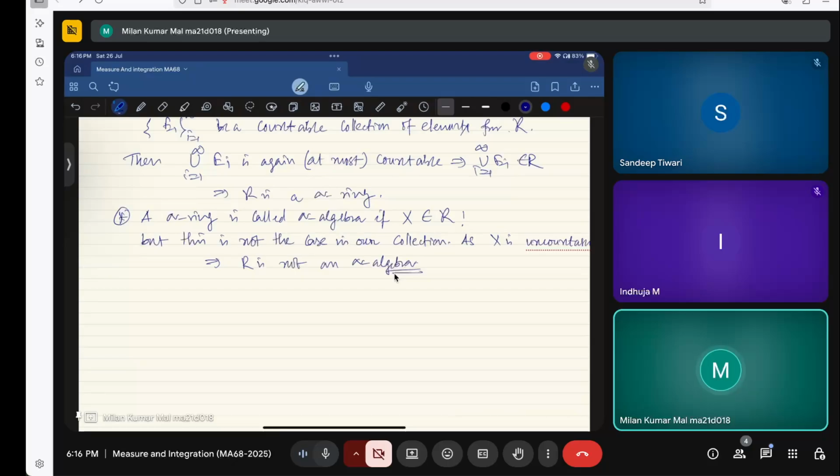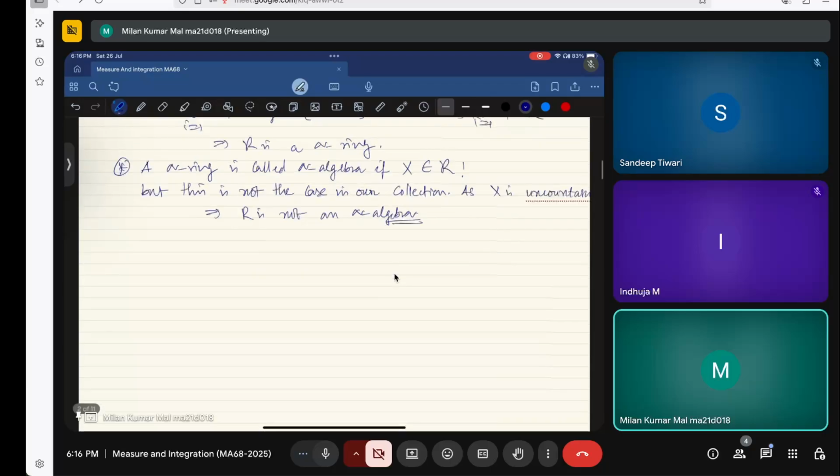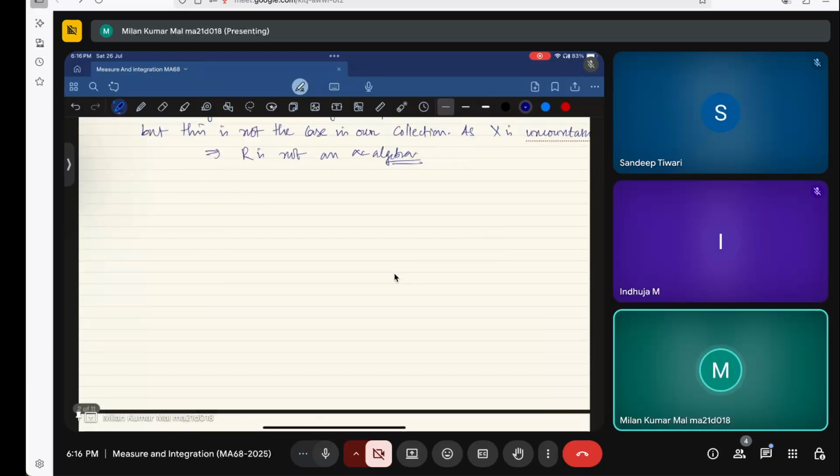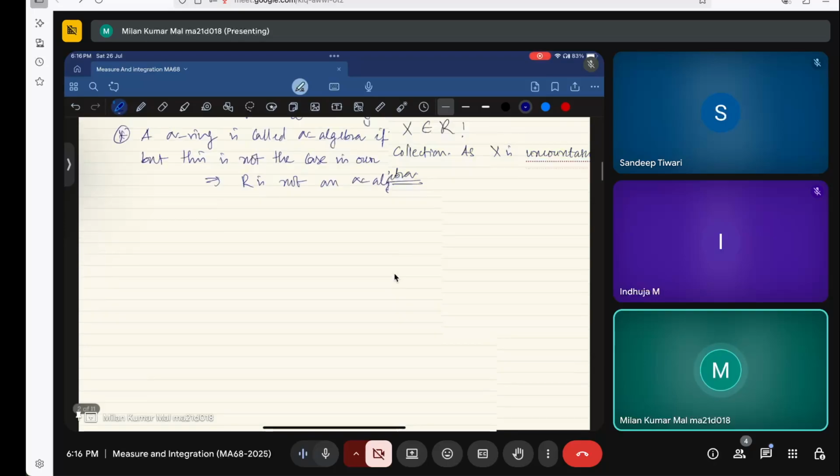So in a sigma algebra, the full set will always be there, as well as the empty set. These are just beginning things. Here ring and sigma ring are there, but ultimately you will be dealing only with sigma algebra. Okay, so this is the first question.